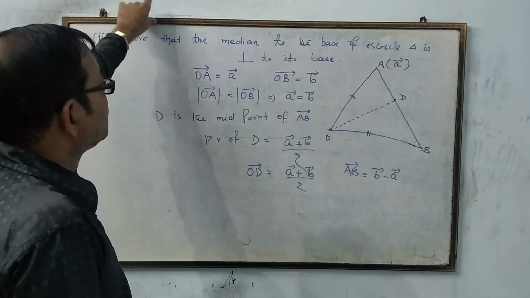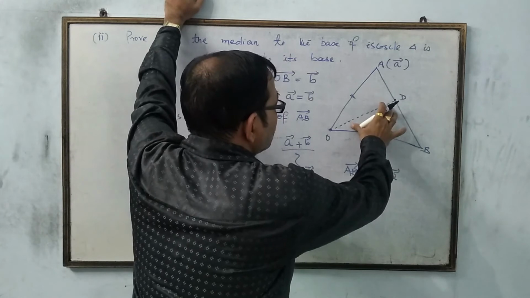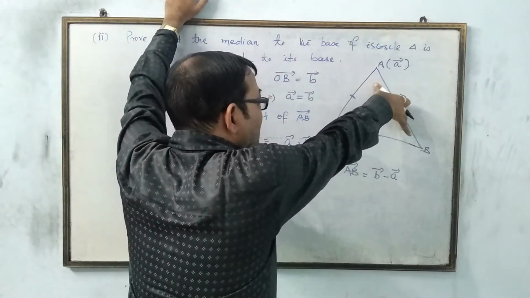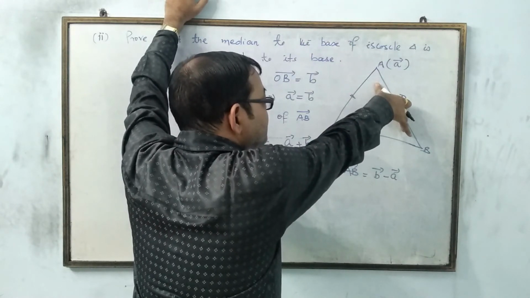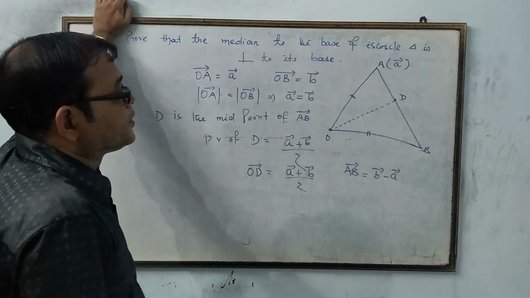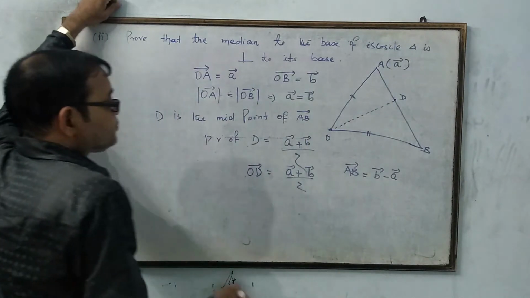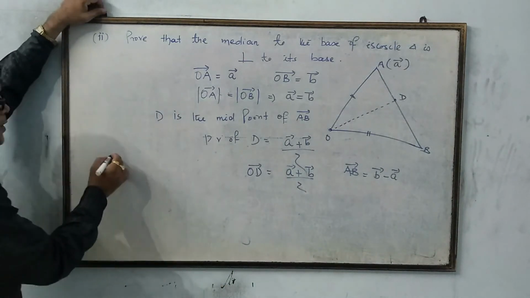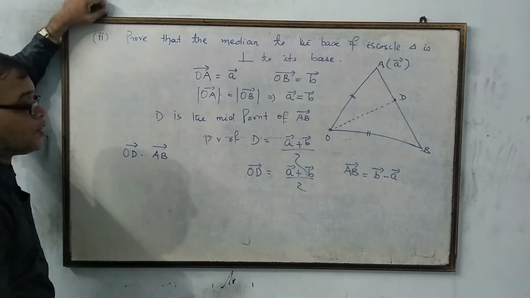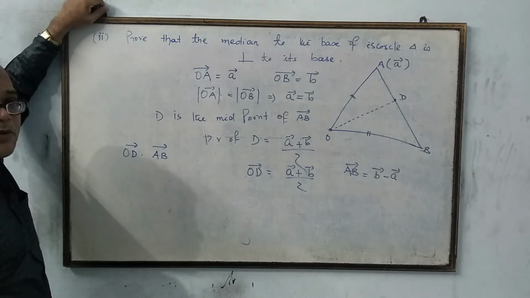Now go to the question: prove that the median to the base of an isosceles triangle is perpendicular. What you have to prove is that the median OD to the base of the isosceles triangle is perpendicular, meaning OD dot AB is equal to 0. If OD dot AB is 0, then ultimately we can say that OD is perpendicular to AB.